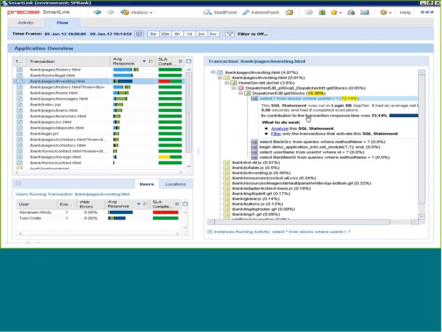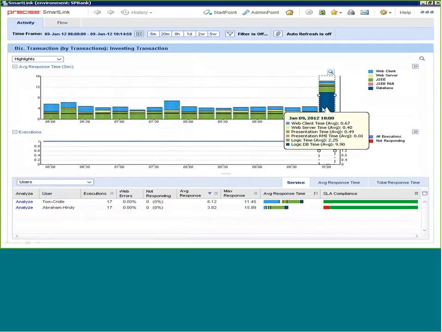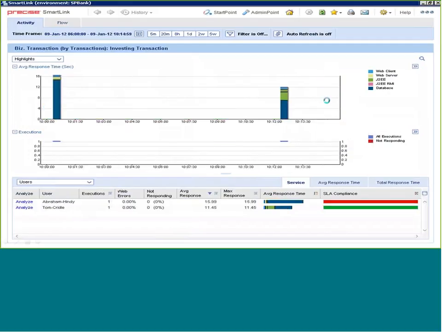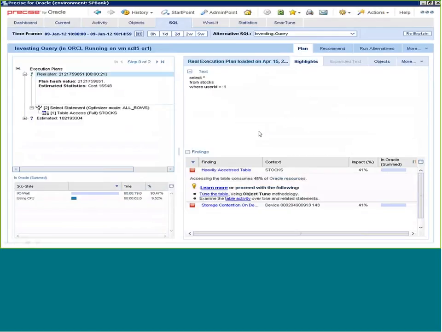And now, armed with this information, I'm able to go in and analyze what's happened. I can see, first of all, the y-axis is response time, the x-axis is time across the day. I can drill in, I can see there's a database issue. I see there were 2 occurrences. Go back to that flow, pick up that SQL statement, and go into the expert view where Precise is able to show you what's happening.